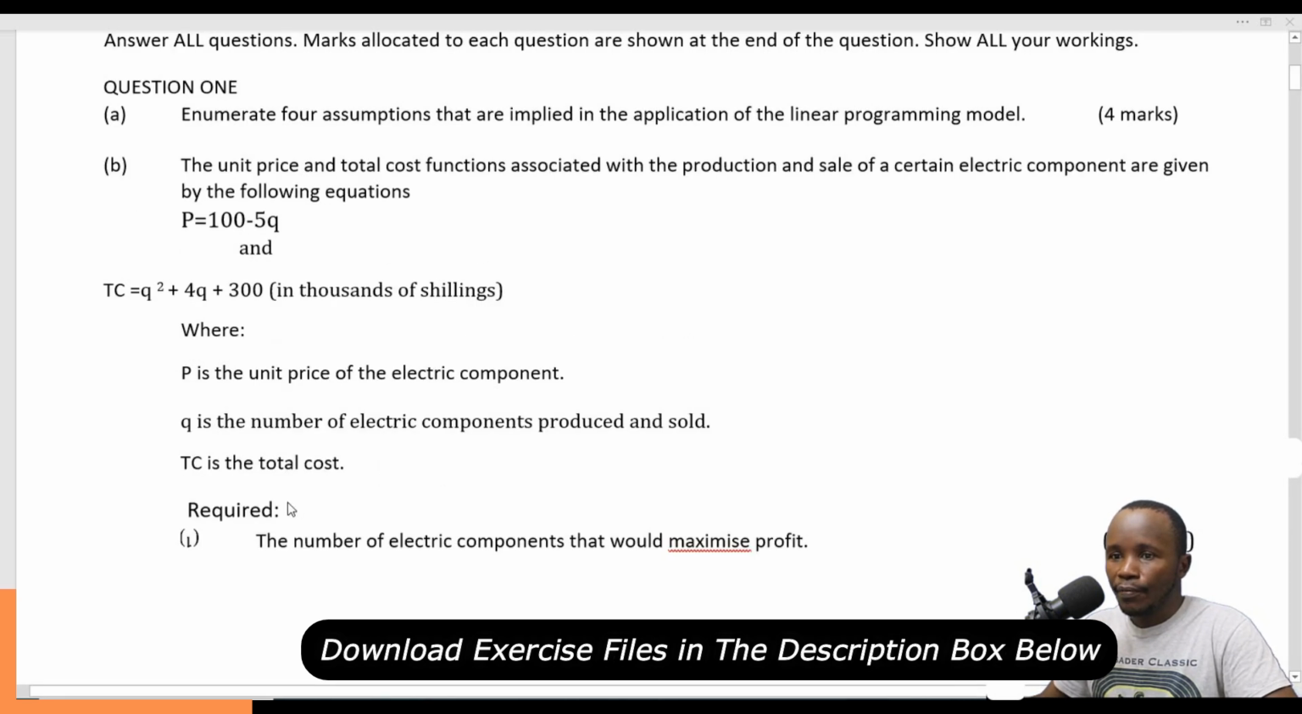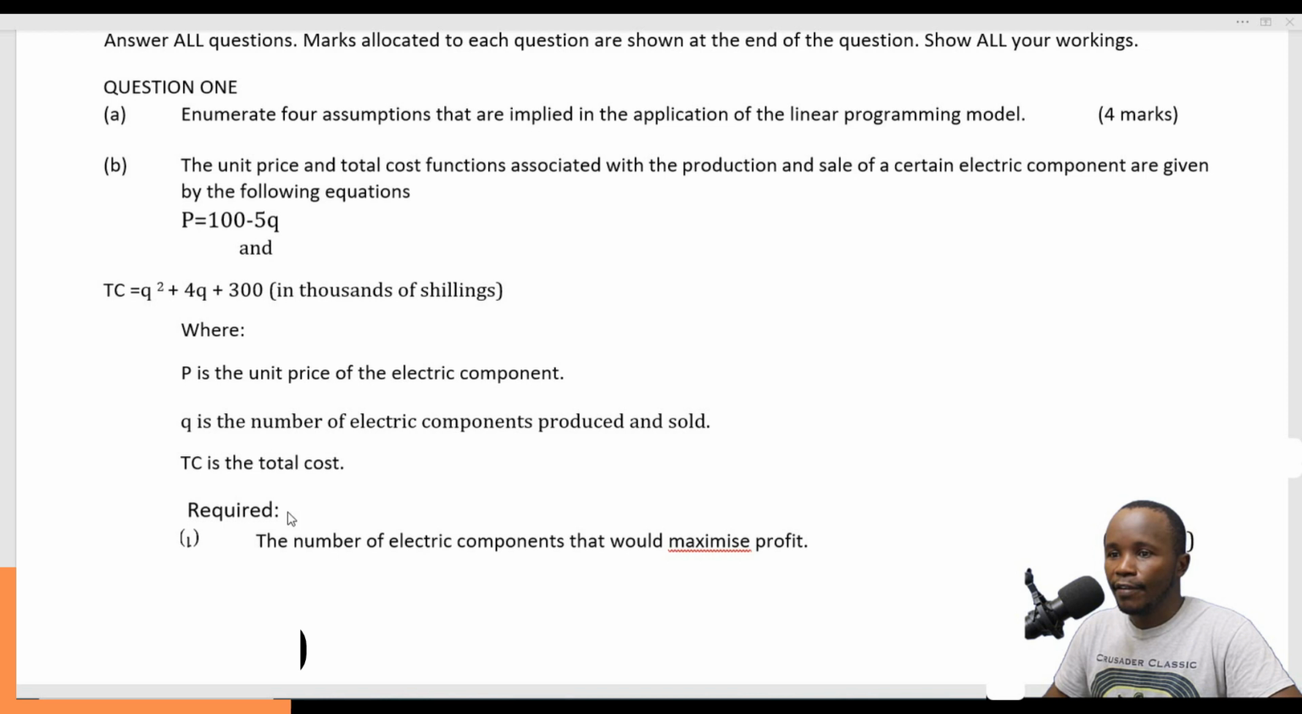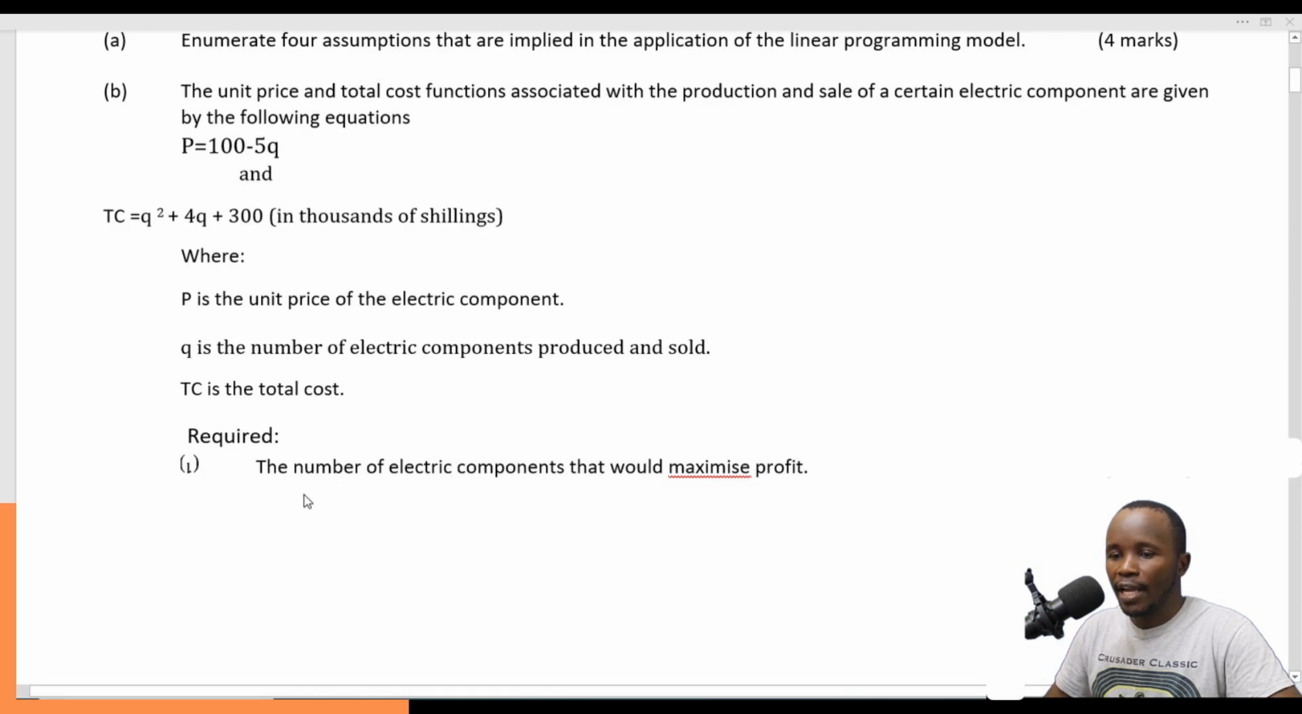Now, the question reads: the unit price and the total cost function associated with the production and sales of certain electrical components are given by the following equations. P is equal to 100 minus 5Q, and TC is equal to Q squared plus 4Q plus 300, in thousands of shillings, where P is the unit price of the electrical component, Q is the number of electrical components produced and sold, and TC is the total cost. Required: determine the number of electrical components that would maximize profit.